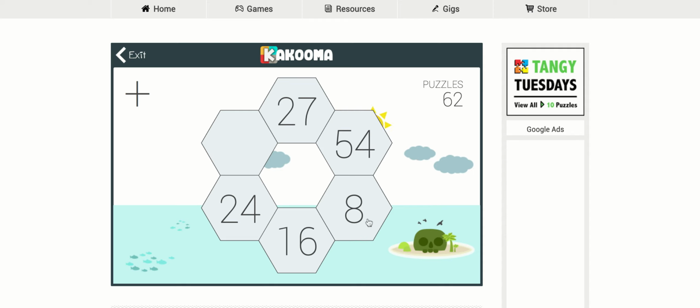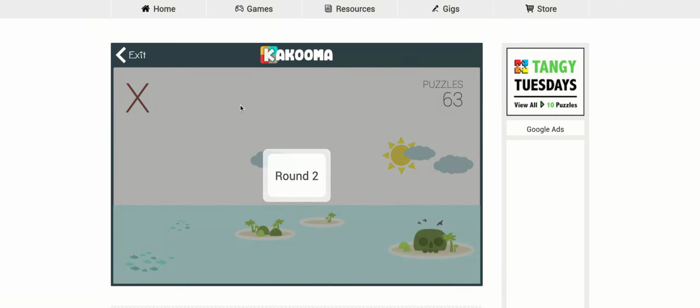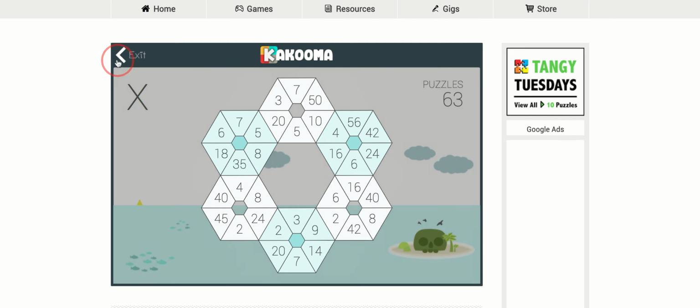So let's look at our answer. It's starting to get rid of some. I know that 16 plus 8, I like to start with my small numbers, is 24. And I do see a 24 there. So that's my answer. And then it just continues the rounds as you go.